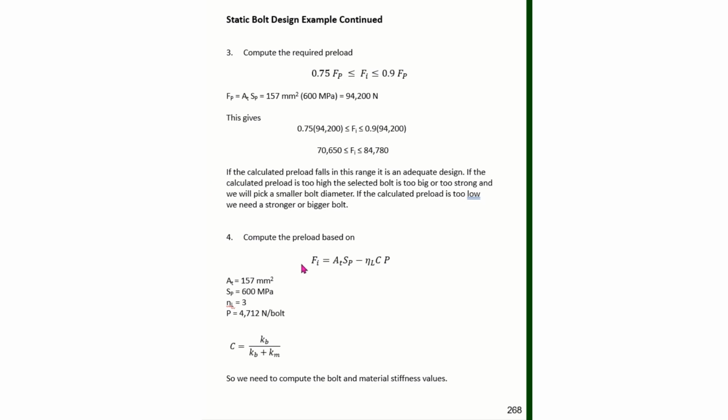So now we come down to compute the preload, and to compute the preload we use this expression here. We know AT and we know SP. We know our safety factor was given as eta L equals 3, and we know the load per bolt is 4,712. What we need to do is compute the joint stiffness C. And to do that, we need to compute the bolt stiffness and the member stiffness.